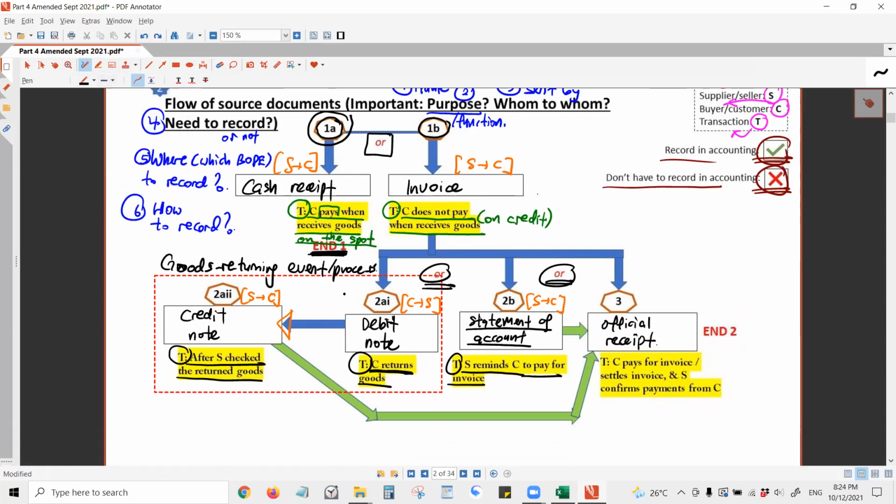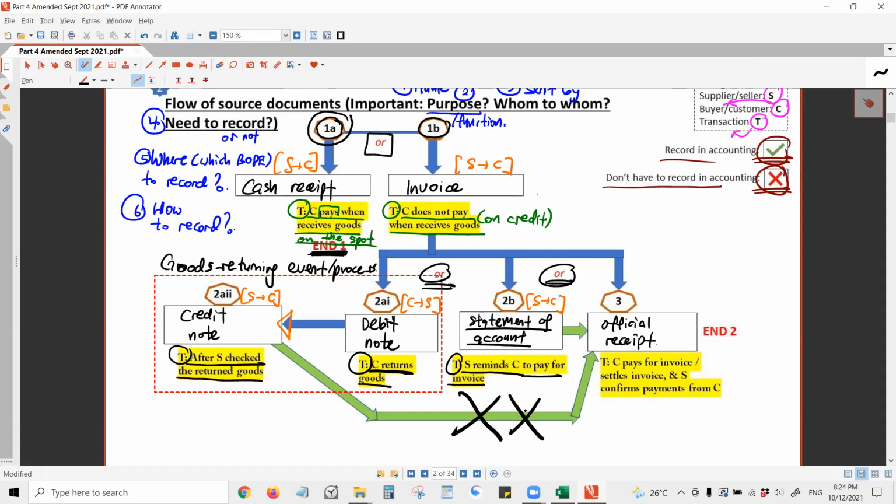What if customer return all the goods? Let's say earlier customers bought 10 units, and then at this stage, customer return all the 10 units. Then does customer has to pay? No, don't have to pay, right? Because all the goods have been returned. Then you would not have this arrow.